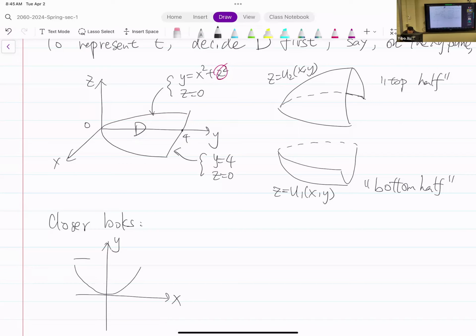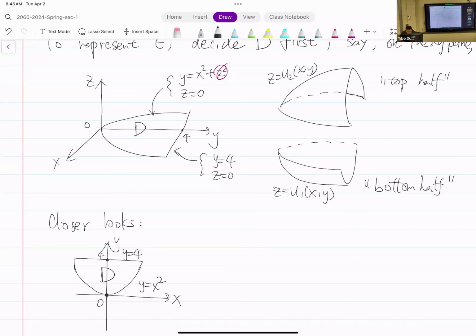And you have a line. So the parabola is y equal to x squared, as we identified from the top, right? And the line is y equal to 4. Okay, so the region D is the region enclosed by the parabola and the line, right? So this tells you this is the y-intercept 4. We have the origin as the bottom point.